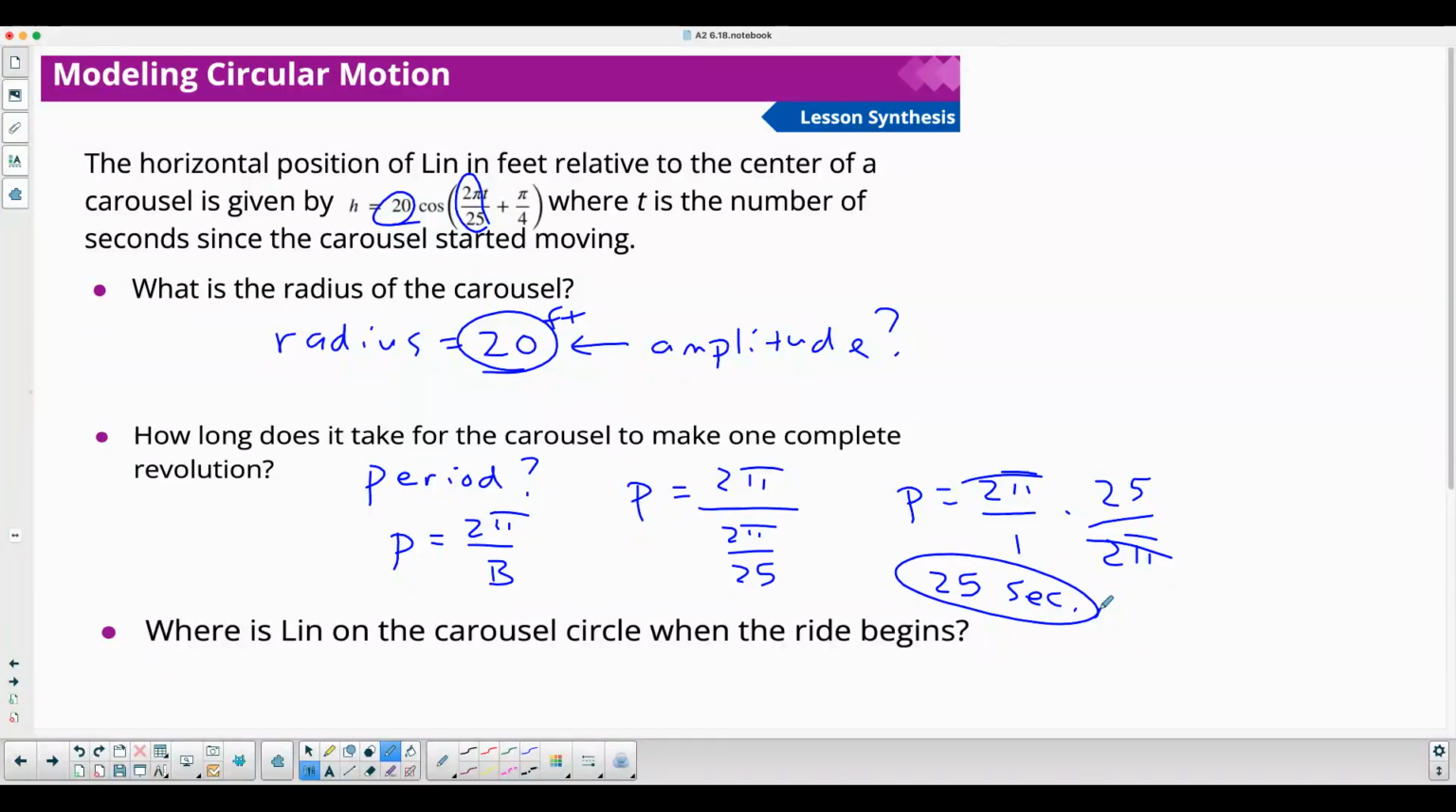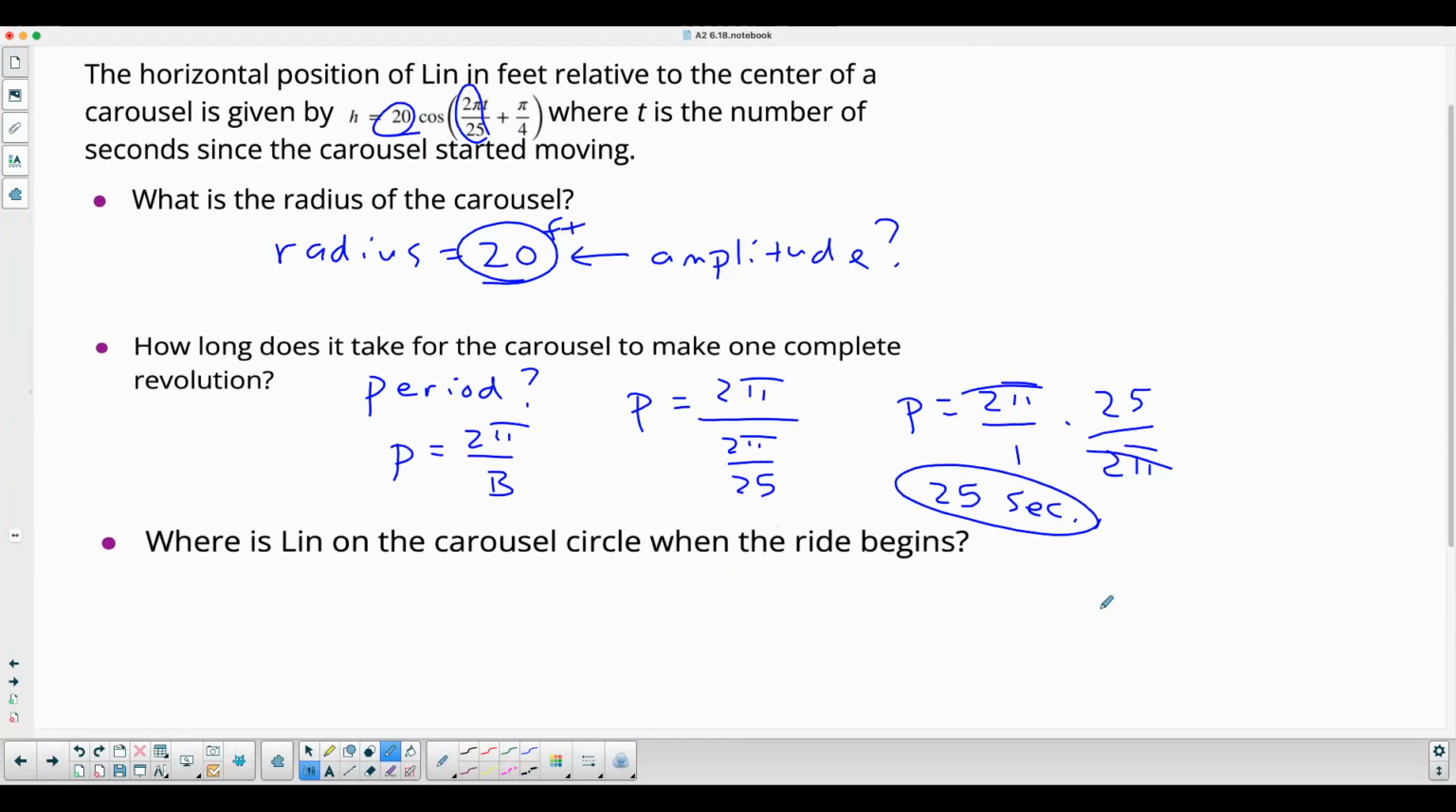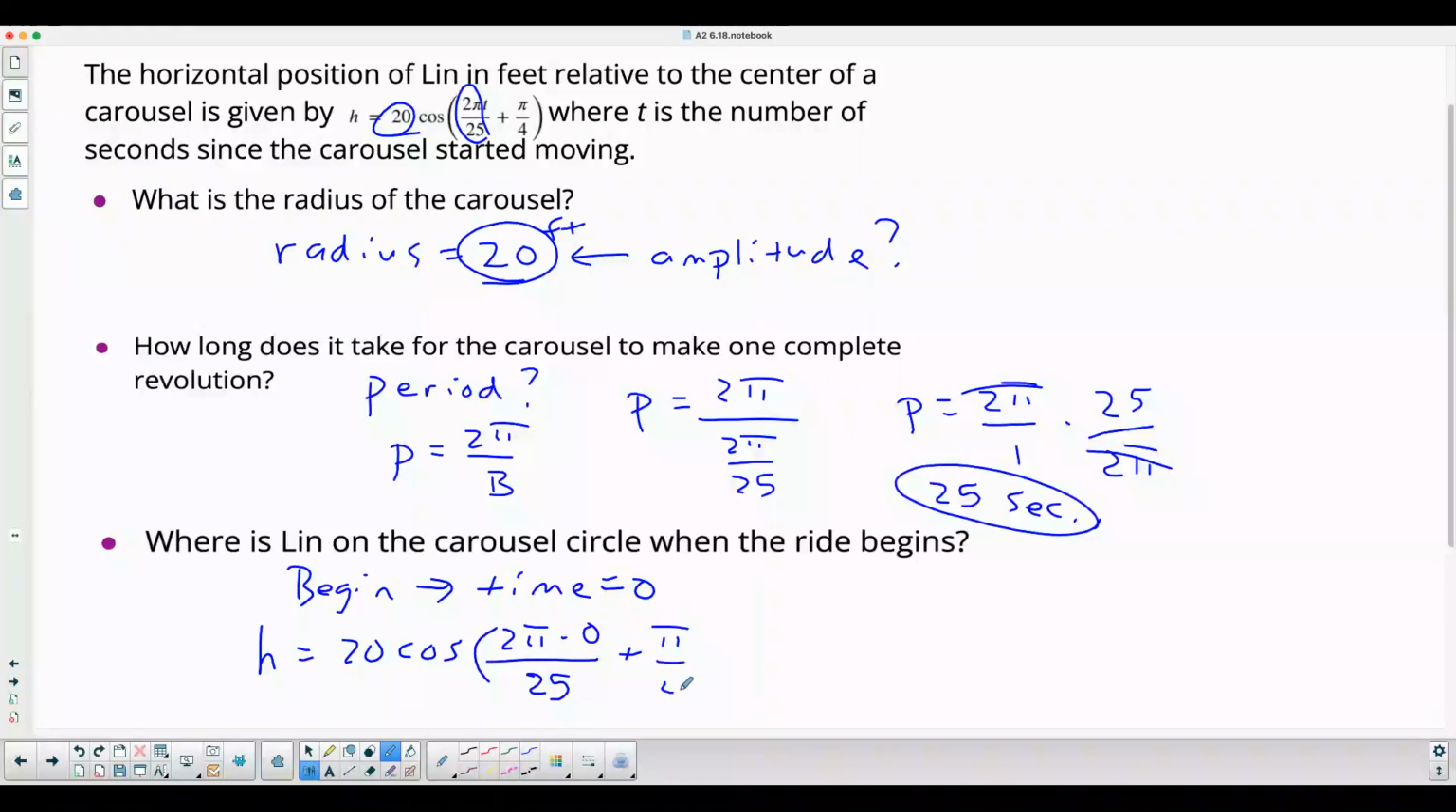Where is Lynn on the carousel when the ride begins? When they begin, that means that time is equal to 0. So I'm going to take my function and plug in 0 for t. And when I do that, that's all gone. So my horizontal distance, not height, is 20 times cosine of pi over 4. You can type it into your calculator if you put it in radian mode, because that angle's in radians.